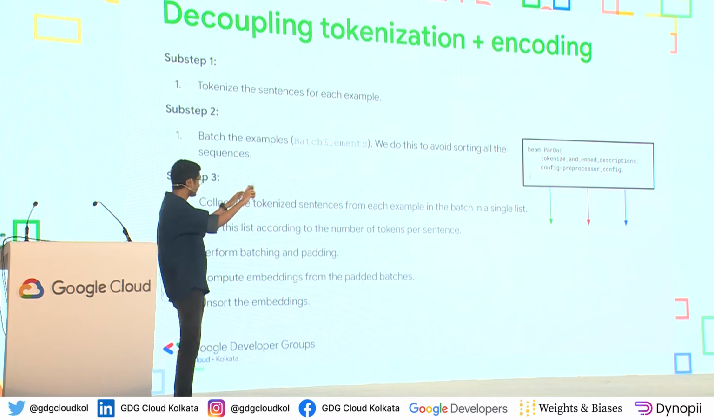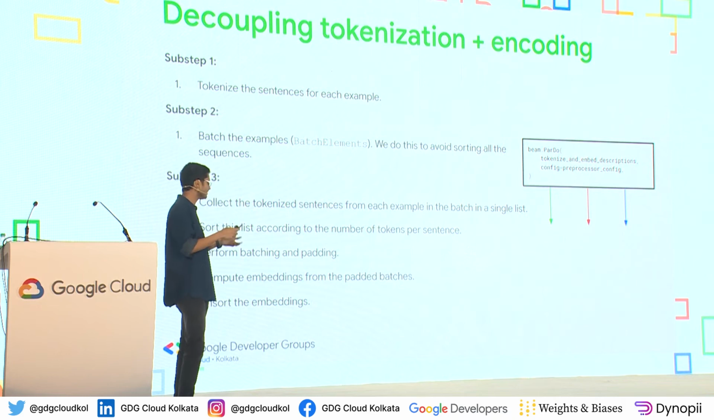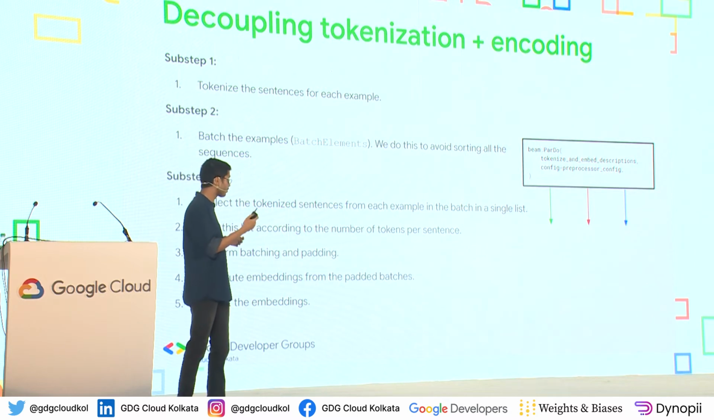Then we collect all the sentences. Then we sort them. Then we batch them together. Then we compute the embeddings. Then we unsort the embeddings. Then we go with the rest of our pipeline. So this is how the code will look.